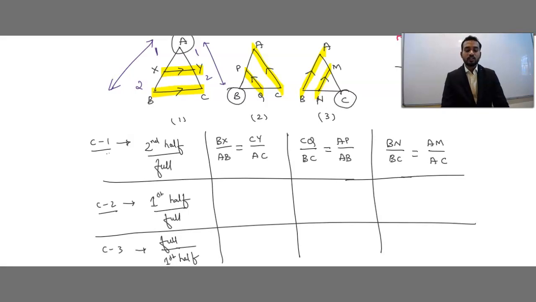Now in this also we can see BX has been given, AB has been given, CY he has given, and he is asking us to find AC. Means second half he has given, full he has given. One more set, second half he has given, he is asking us to find full. Then we have to apply corollary 1.